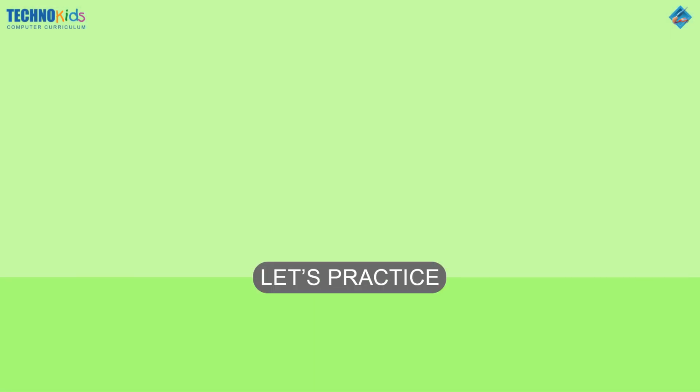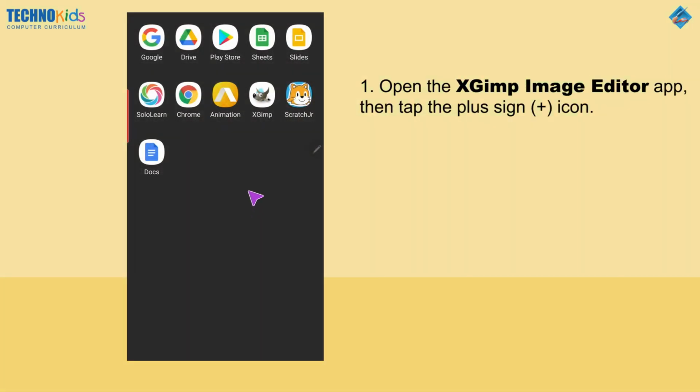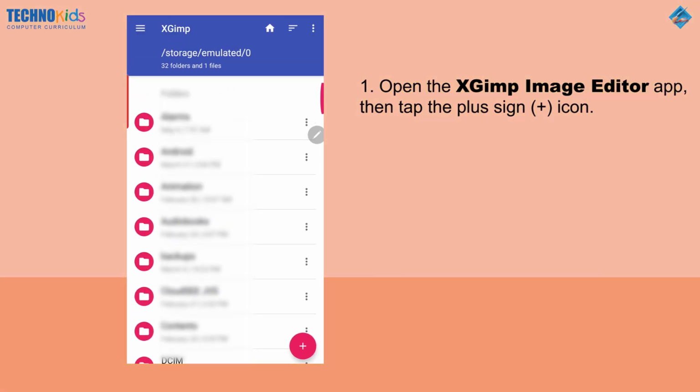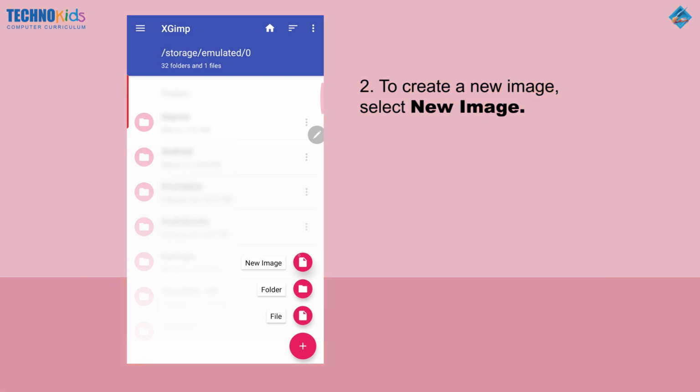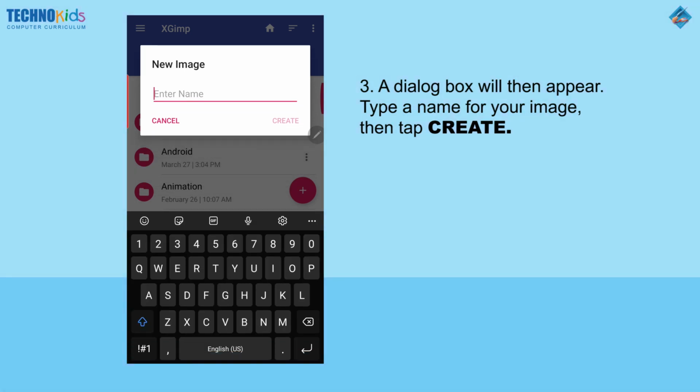Let's practice. Instructions. Number 1. Open the XGimp image editor app. Then tap the plus sign icon. Number 2. To create a new image, select New Image. Number 3. A dialog box will then appear. Type a name for your image, then tap Create.